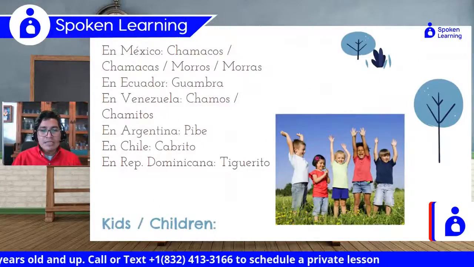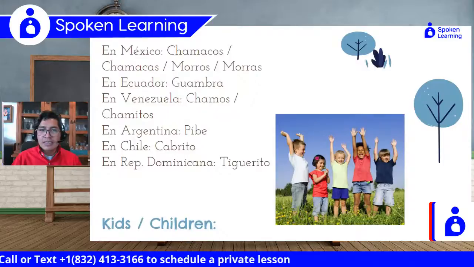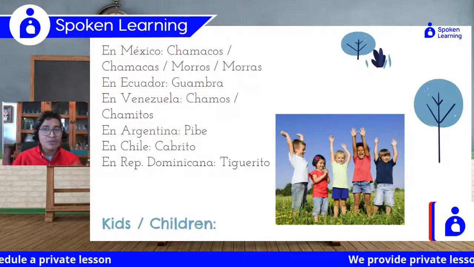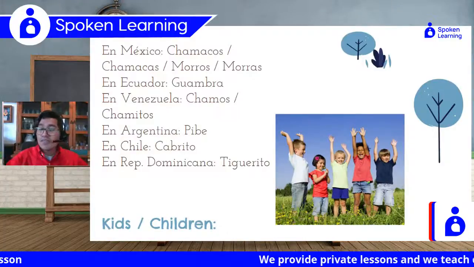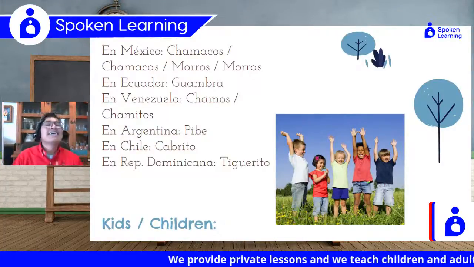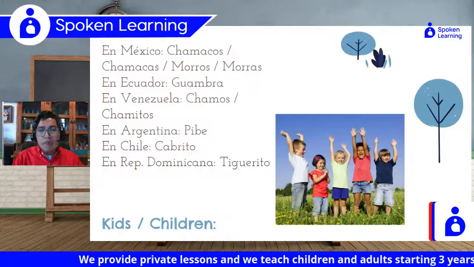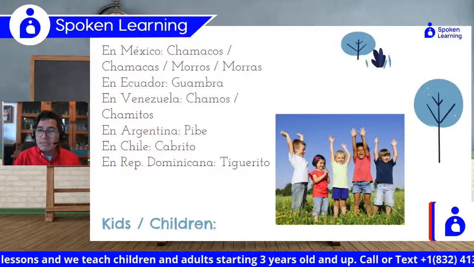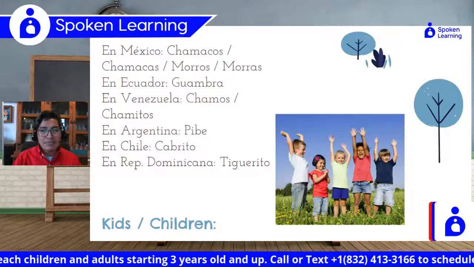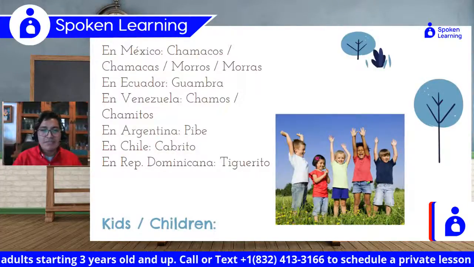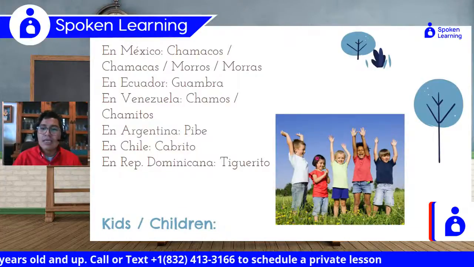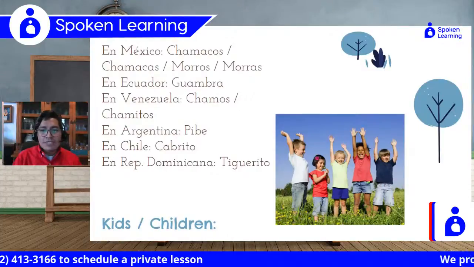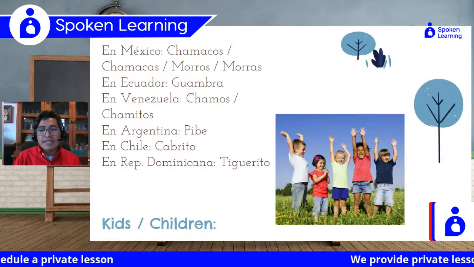Después tenemos kids o children. En México les llamamos chamacos, chamacas, morros o morras, depending on the region. Also, inside of Mexico, we really have different regionalisms for the kids. En Ecuador se les llaman guambra. En Venezuela, chamos o chamitos. En Argentina es pibe. Ese es muy conocido. That's very well known in the entire Spanish speaking world. En Chile les dicen cabrito y en República Dominicana tiguerito.